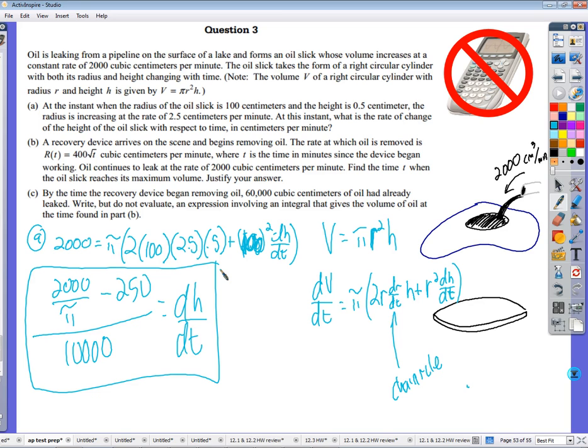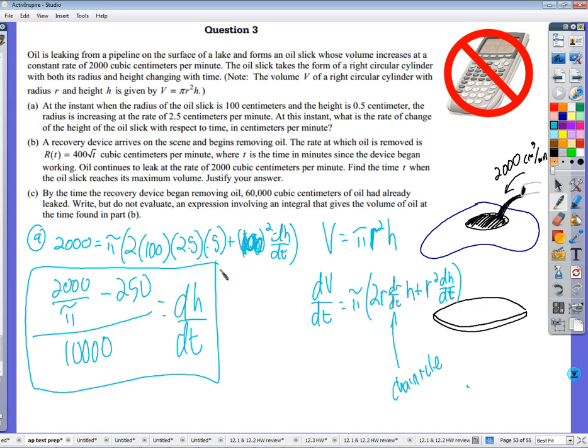All right, let's look at part B. The recovery device arrives on the scene and begins removing oil. The rate at which oil is removed is this function, in cubic centimeters per minute, where t is the time in minutes since the device began working. Oil continues to leak at a rate of 2,000 cubic centimeters per minute. Find the time t when the oil slick reaches its maximum volume.